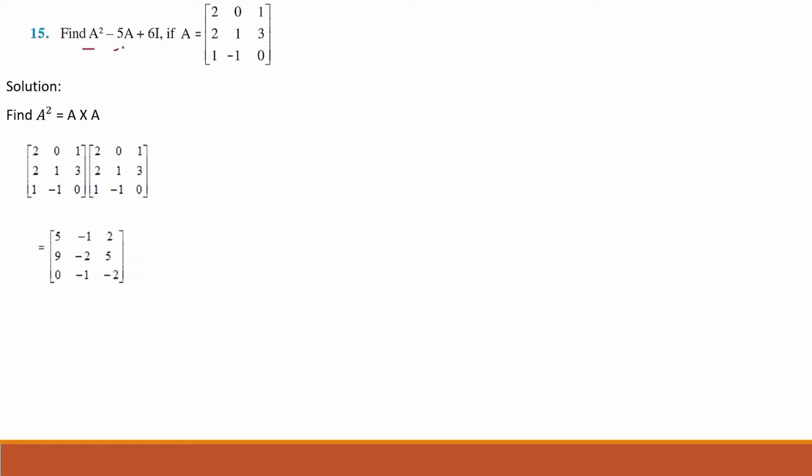तो A स्क्वायर हमने फाइंड कर लिया है. अब वी हैव टू फाइंड माइनस 5A. माइनस 5A इज नथिंग बट मल्टीप्लाइंग ईच एंड एवरी एलिमेंट ऑफ A विथ 5, विच इज 10 0 5, 10 5 15, 5 minus 5 and 0.